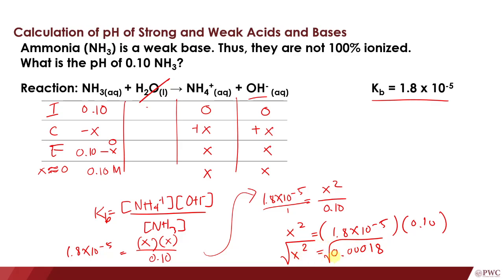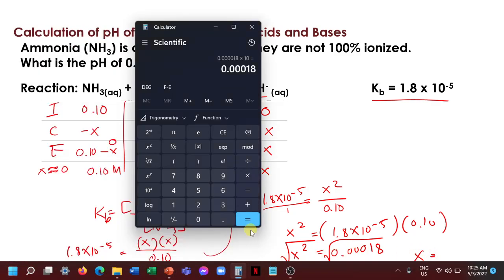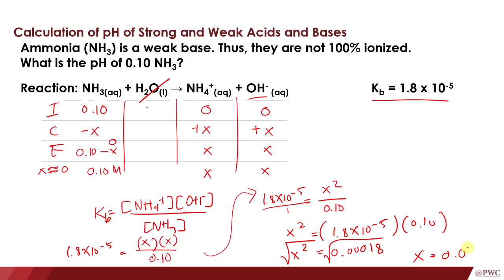So to get the x, get the square root of both sides. The square root of x squared is x. Then the square root of 0.00018, let's get the square root of this, is equal to 0.013. And so we have our OH minus concentration. Again, x is equal to 0.013. The same thing for this one, 0.013.